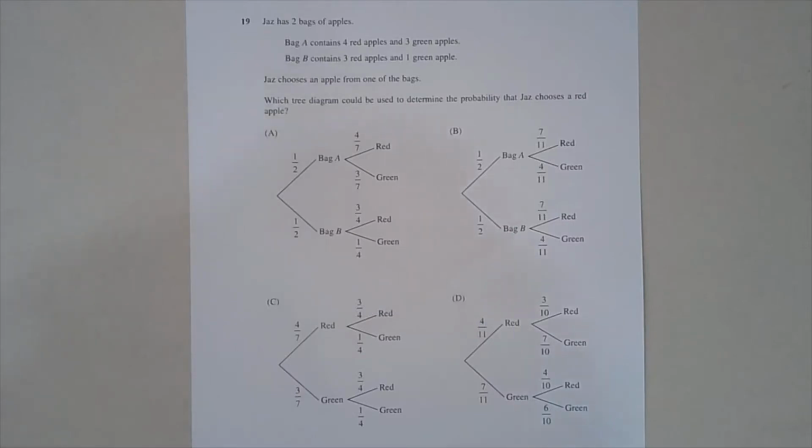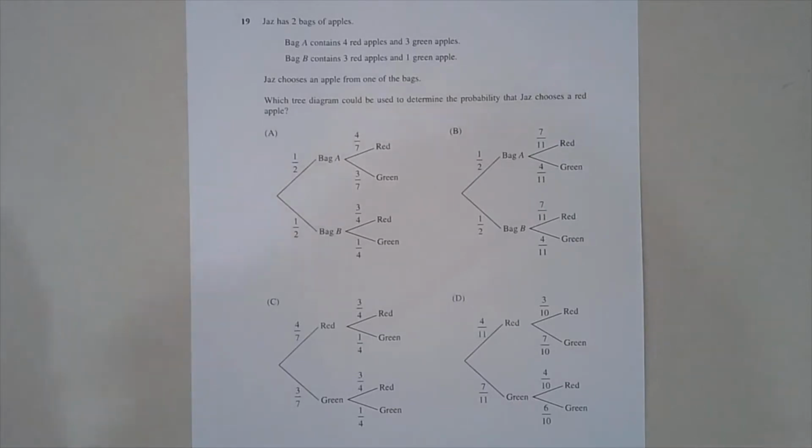Question 19. Jazz has 2 bags of apples. Bag A contains 4 red apples and 3 green apples. Bag B contains 3 red apples and 1 green apple. Jazz chooses an apple from one of the bags. Which tree diagram could be used to determine the probability that Jazz chooses a red apple? Now this is a multi-stage event, so it consists of 2 stages.